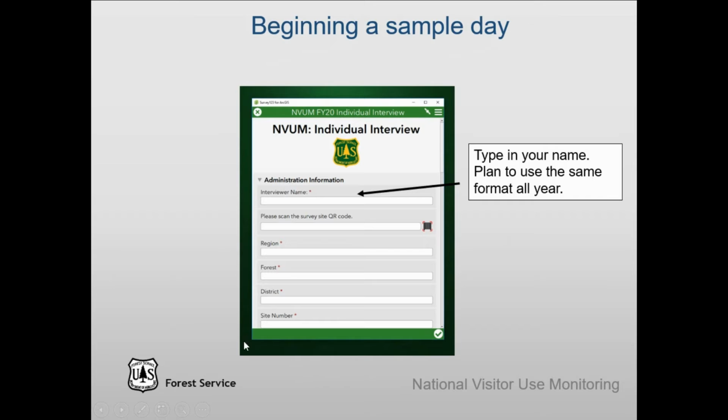Once you've pushed collect, it's going to open up to your individual interview page. The first thing you're going to want to do is put in your full name right there. The next thing is the QR code. We ask that you key in the QR codes, and those will be found on your calendar that you receive from MMI2. Once you key in that code, you'll click right here where it says region, and it's going to autofill the next several fields.